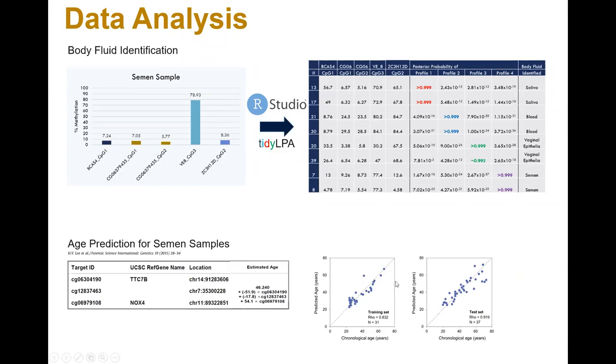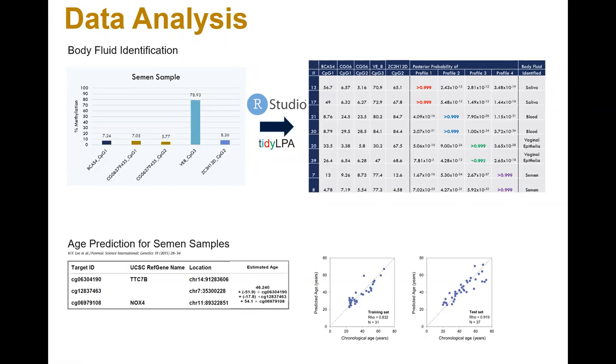In the paper that they published a few short years ago, they were able to create a training set with a fairly good correlation with a linear regression model, and then tested that set. And as you can see, the predicted age is pretty darn close to the chronological age in most cases. And so that's going to give investigators some kind of lead, whether that be for the exclusion of certain suspects or the inclusion of suspects.